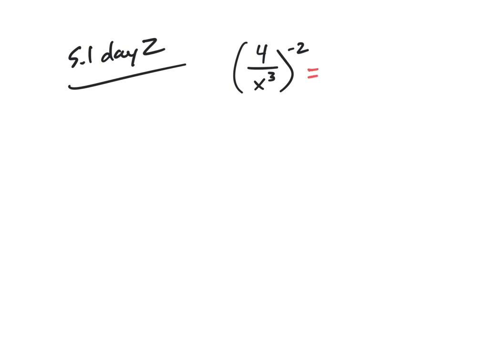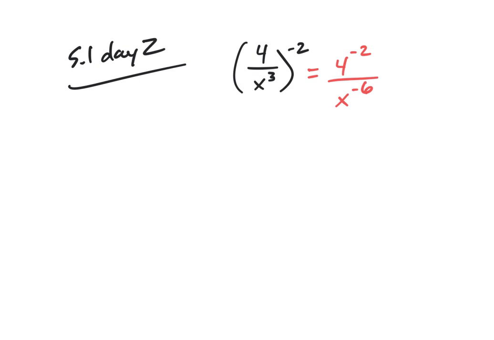Take everything that's in the parentheses and raise it to the negative 2 power. So we're going to go 4 raised to the negative 2 power. And when I take x cubed and raise it to the negative 2 power, what are we going to do with the 3 and the negative 2? We're going to multiply them. So that would become x to the negative 6. When we take a power to a power, we're going to multiply them.